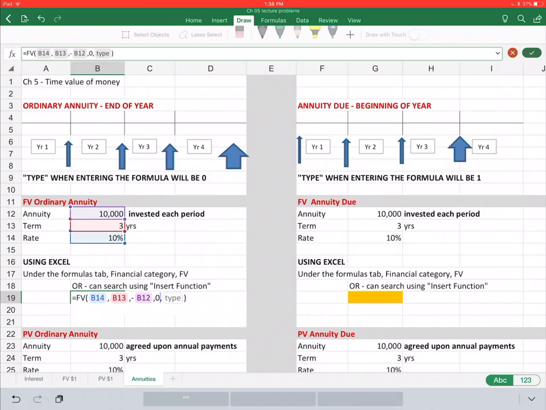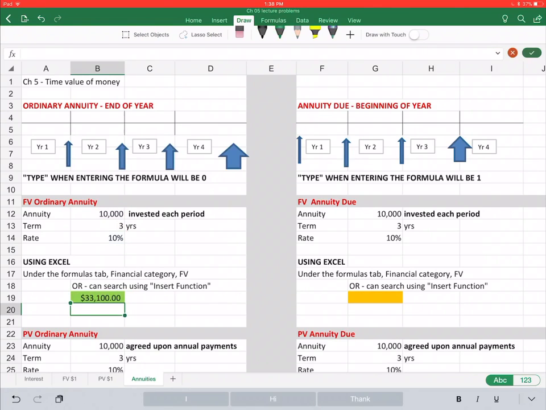And then type. Remember what we said, that in these annuity calculations, what we have to consider is the type, and we have to decide whether we have an ordinary annuity or an annuity due. In this situation, because the payments are happening at the end of every period, this is an ordinary annuity. And for ordinary annuities, we use 0.